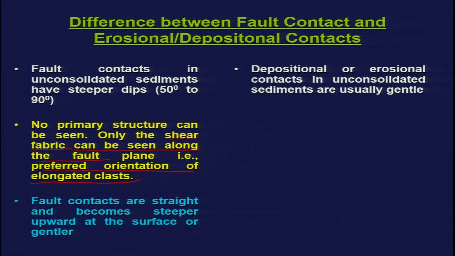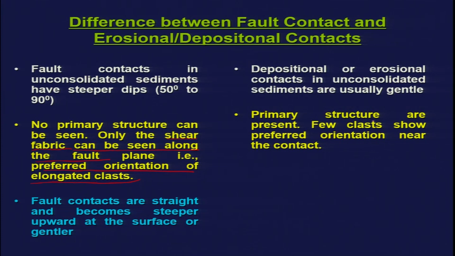Here we see the steeper dips, because the contact will be very similar to the fault contact, but then you have to take into consideration what other parameters you are going to use. In the fault contact, primary structures are absent, whereas here primary structures are present. Few clasts will show orientation near the contact. Contacts are not straight, they are concave upward. Okay. So these are a few points, and let's see a few examples which can help us in differentiating between the fault contacts.